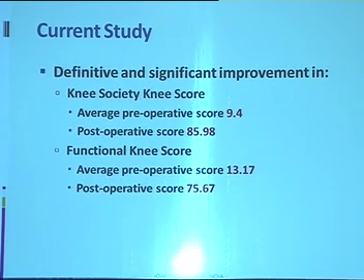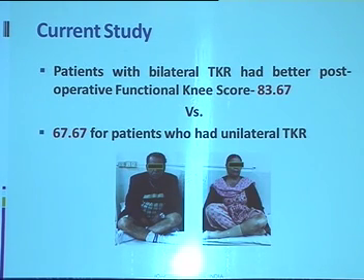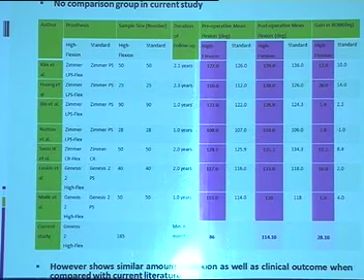There was significant improvement in the Knee Society knee score, which improved to 86, and the function knee score, which improved to 75. And surprisingly, the patients with bilateral TKR had a better postoperative functional knee score as compared to the patients who had unilateral total knee replacement. This is probably due to the existing osteoarthritis in the other knee, which compromised their functional score.